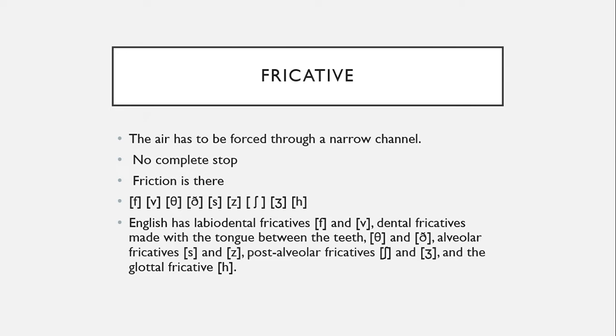Next is fricatives. What are fricatives? Fricatives are the sounds which do not have a complete stop while uttering them, and they are produced via slight friction. So air has to be forced through a narrow channel. For example, f, v, th, s, z, sh, and h. The sounds are produced with slight friction. There is no complete stop.